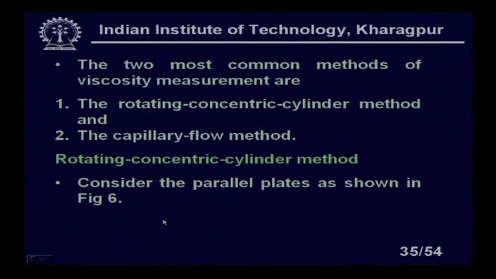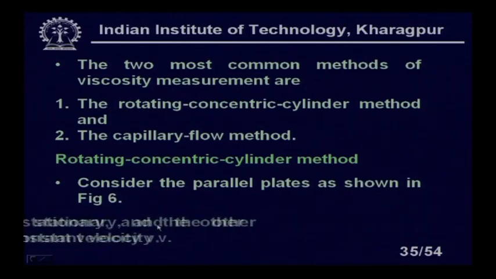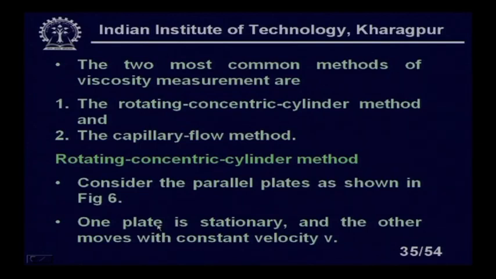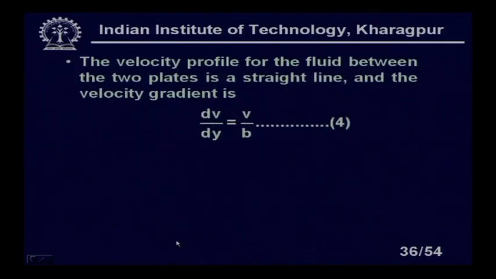Consider the parallel plates as shown in figure 6. One plate is stationary, that means the lower plate is stationary, and the other moves with a constant velocity v. The velocity profile for the fluid between the two plates is a straight line, and the velocity gradient is dv by dy equal to v by b.